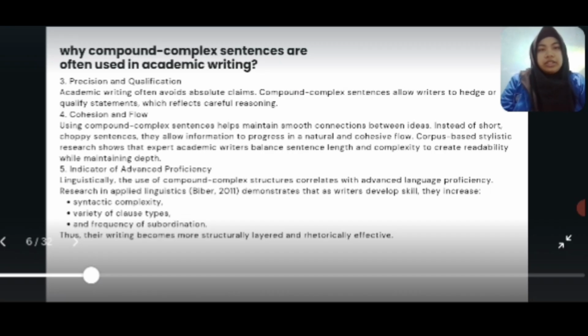And then the last one is an indicator of advanced proficiency. Linguistically, the use of compound complex structures correlates with advanced language proficiency. Research in applied linguistics by Byberg 2011 demonstrates that as writers develop skill, they increase syntactic complexity, variety of clause types, and frequency of subordination. Thus, their writing becomes more structurally layered and rhetorically effective.